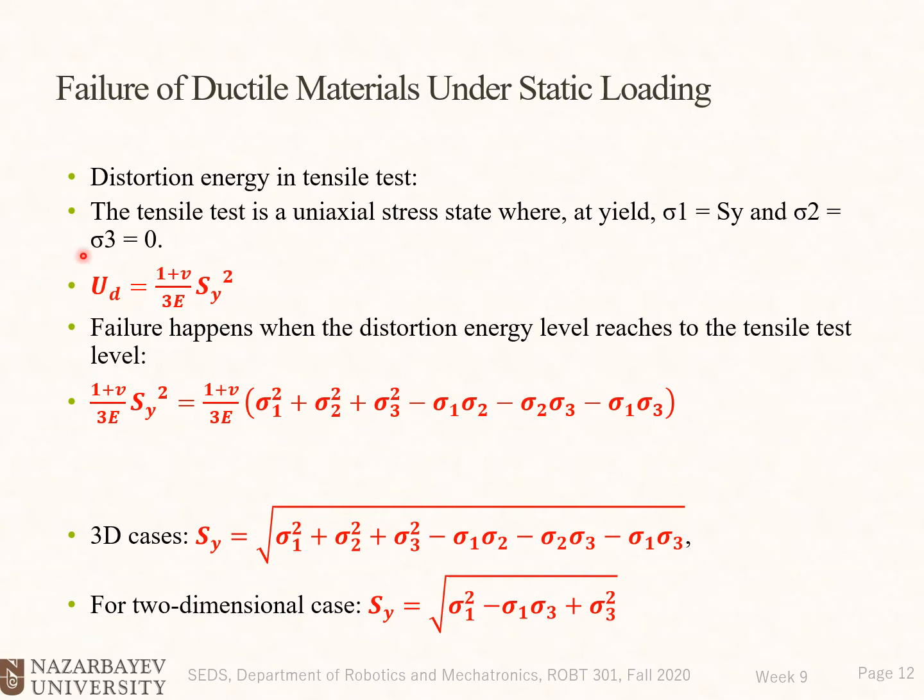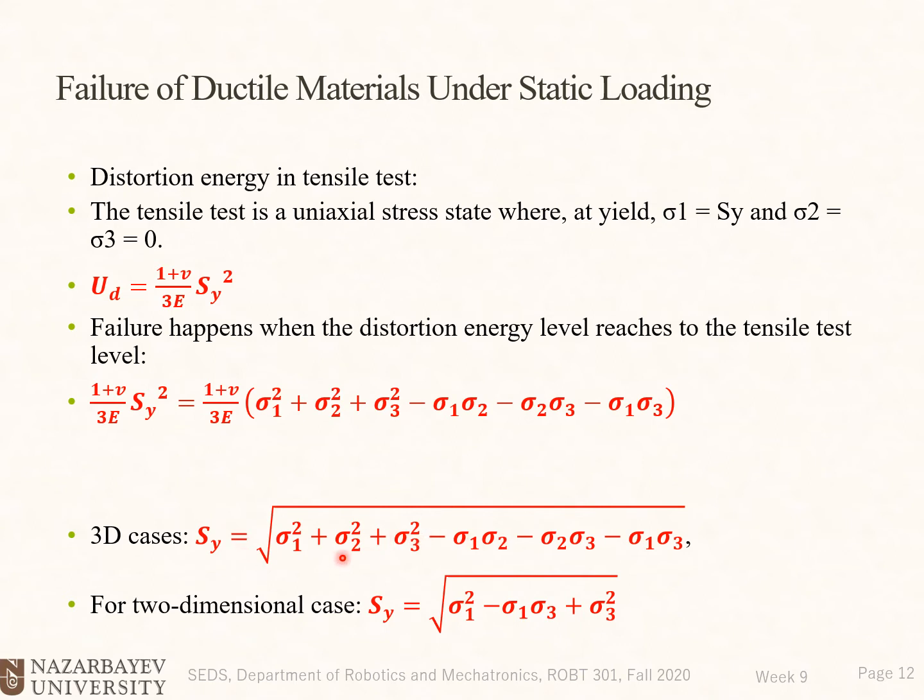Now we have that indicator that shows what level of distortion energy could cause failure. So failure happens when the distortion energy level reaches the tensile test level. So this is the tensile test level, and this is the general case, yes? Now we know it for the 3D case, when we have sigma 1, sigma 2, and sigma 3, we could find Sy, or the yield strength, equal to this formula.